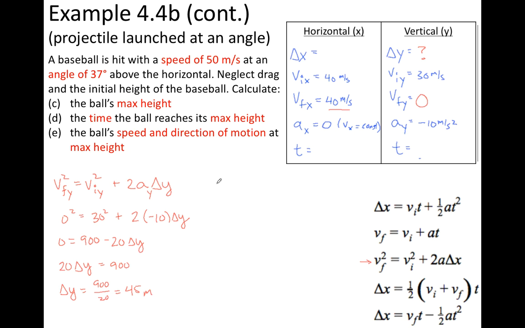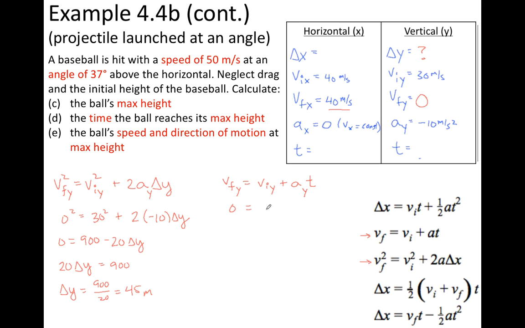All right, for part D, it wants to know the time that it reaches max height. Now that we know what the max height is, we can actually use any of the equations except the one we just used. The most straightforward one to use is the velocity as a function of time equation. So I'll write that down. Again, all the vector quantities, the final and initial velocities, and the acceleration all need to get the subscript y to indicate that we're only using the y component of those quantities.